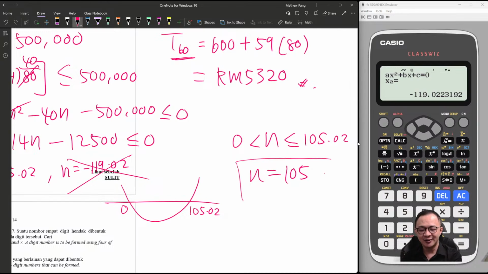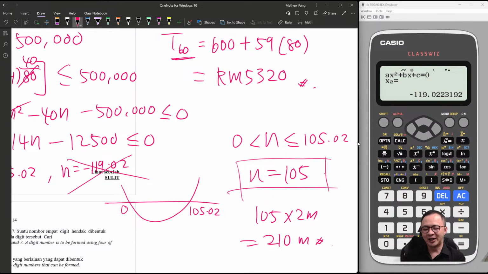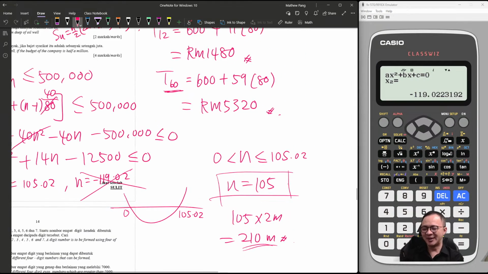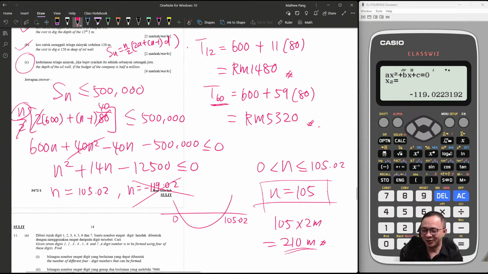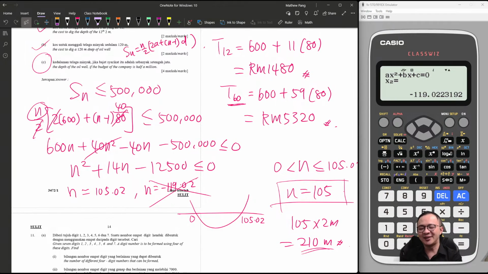But then they want to know the depth. Because every term represents 2 meter, we have 105, and we multiply by 2 meter. The total depth will be 210 meter. So you can know how expensive it is to dig the oil well. That means you spend $500,000 and you can only dig like 210 meter, which is damn expensive. But maybe this is the real life costing. I don't know. I'm not an expert in that field, but this is how we solve it. Ask me if you have any questions.